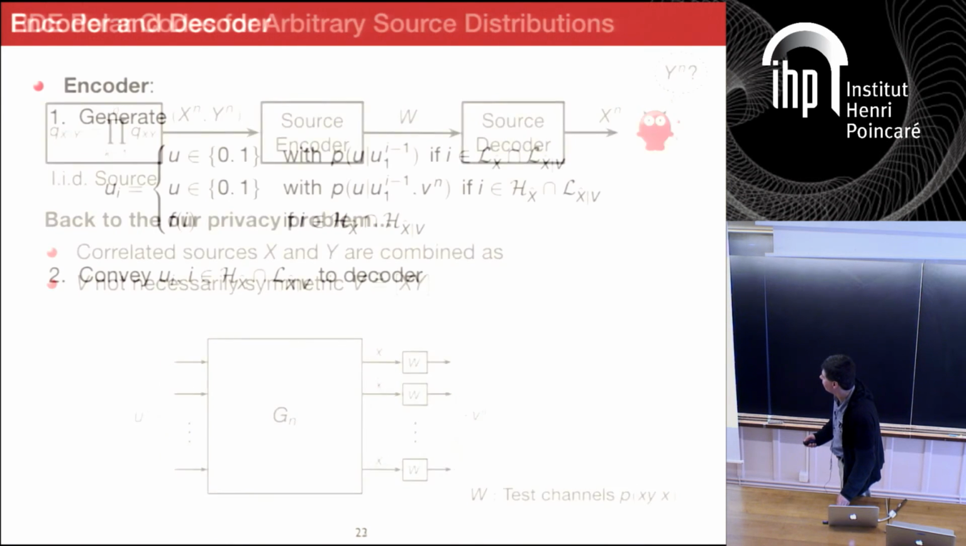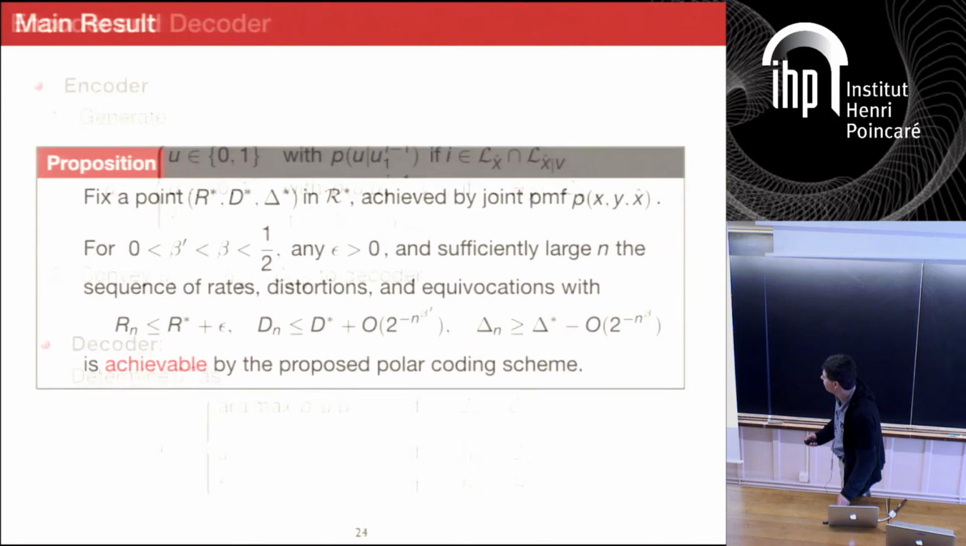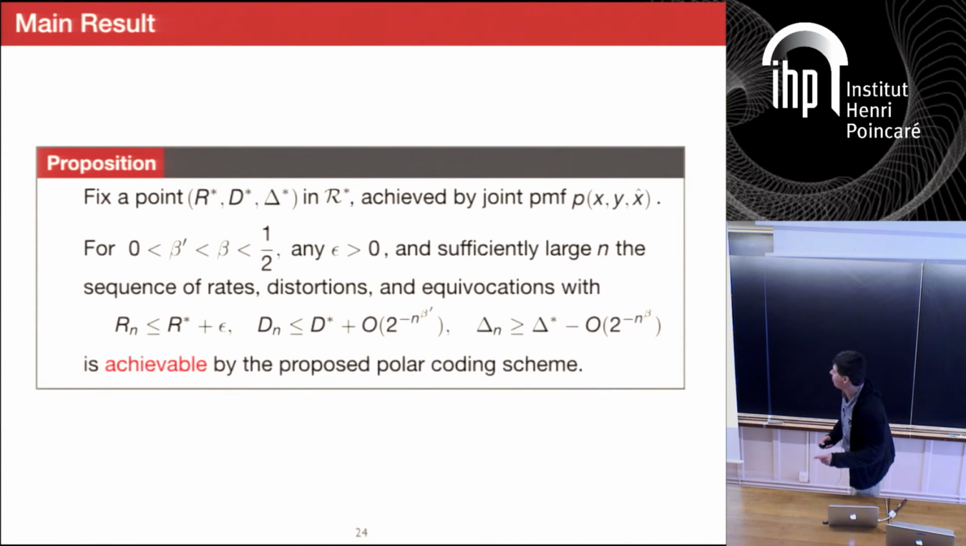So now, okay, this is the encoding and decoding, and now this is our main result. We say if we have this polar coding scheme, or if we pick any point in this region here by this joint PMF, a rate, a distortion, and an equivocation, then our polar coding scheme can give us a rate which is a little bit smaller than this one, or which is actually R star plus epsilon.